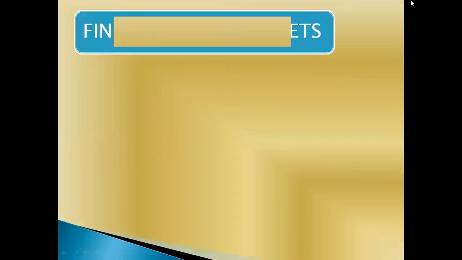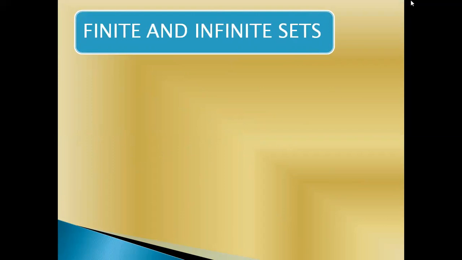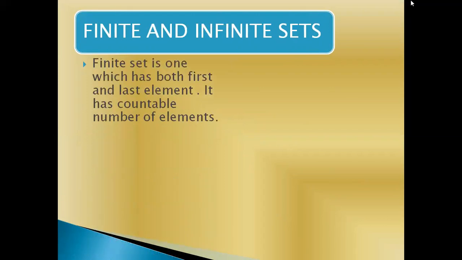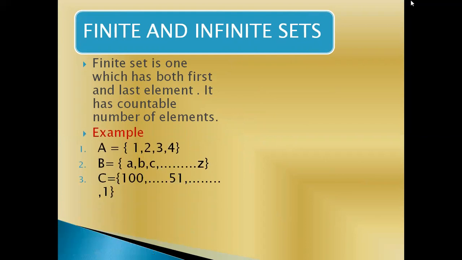The next is finite and infinite sets. A finite set is one which has both a first and a last element. Remember, it has a countable number of elements. As you can see in the examples, A = {1, 2, 3, 4}. In set A, 1 is the first element and 4 is the last element. In set B, small a is the first element and small z is the last element. It doesn't make any difference if you see the dots between c and z. They are still finite because the first element is a and the last element is z.